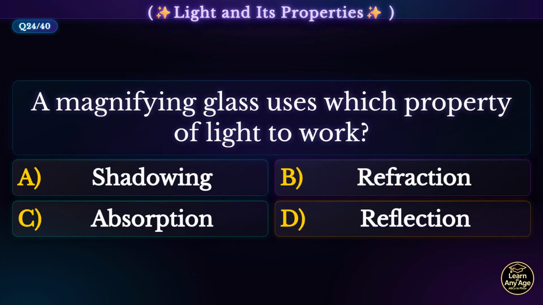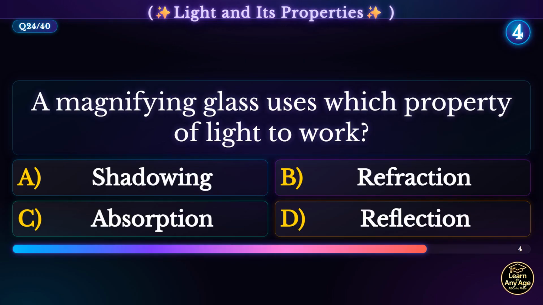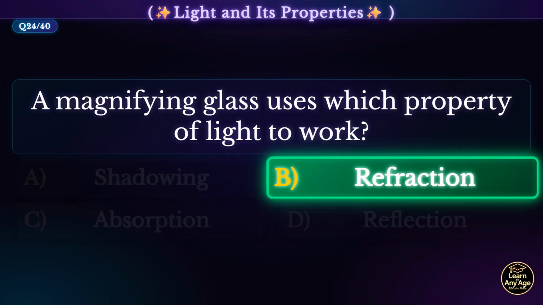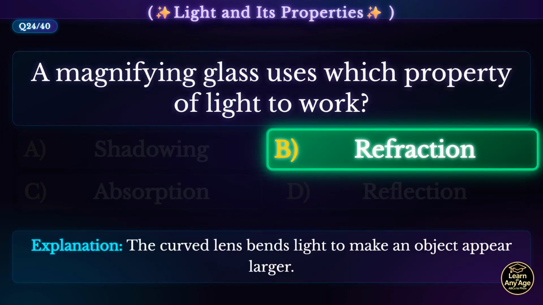A magnifying glass uses which property of light to work? Shadowing. Refraction. Absorption. Reflection. Refraction. The curved lens bends light to make an object appear larger.